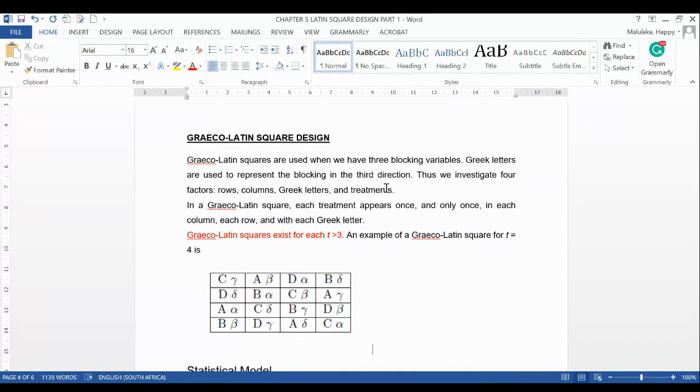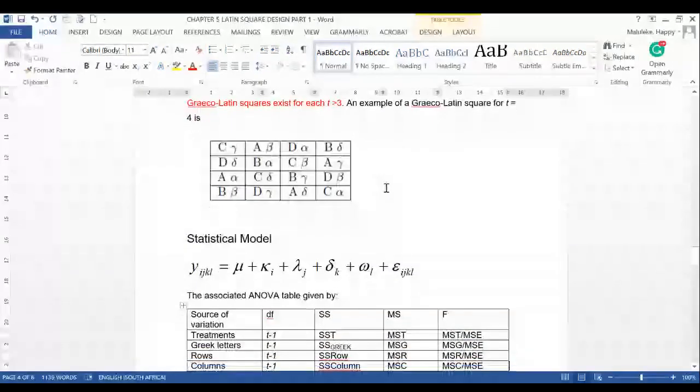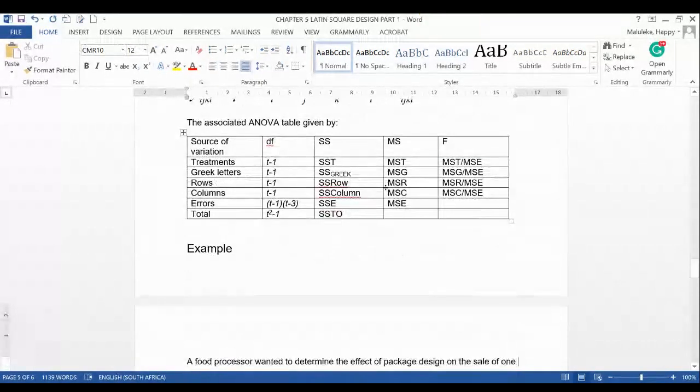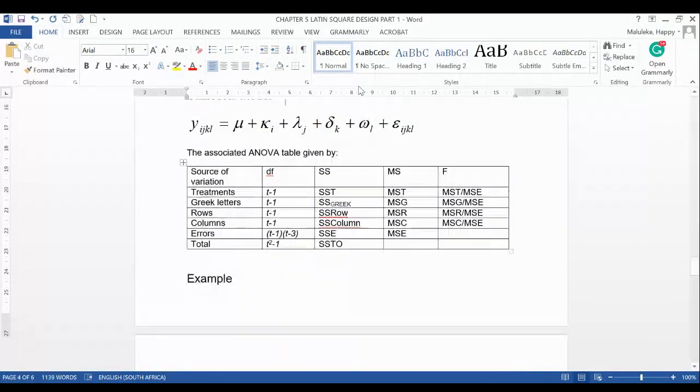It will give you better results provided you apply it when you have more than 3 treatments. So again, the model is given by this. Here is the model.